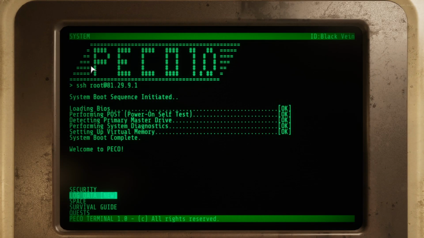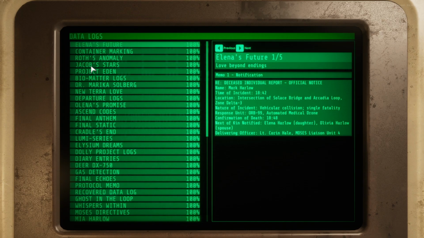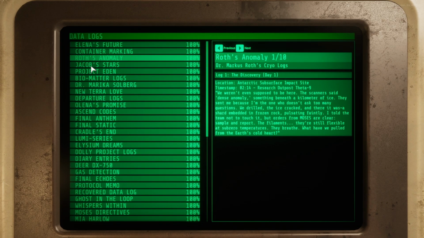Alright, here we are at our fancy dancy normal Pico 1.0 terminal, and we're going to go into our log data. Today's is going to be Roth's Anomaly. I have read through this one, and it is very interesting, so I hope you stick around. I have a thought on what this is referencing. However, I'm not 100% sure, so stick around to the end to hear my thoughts.